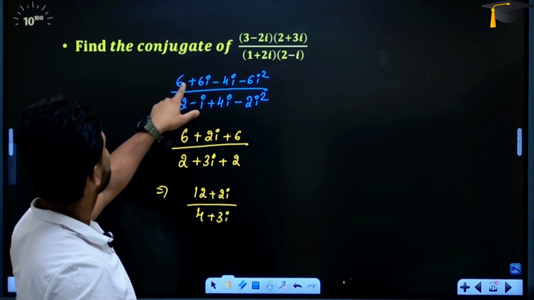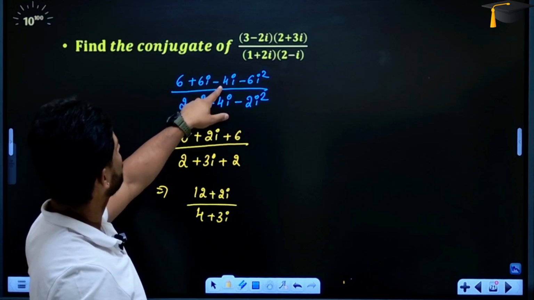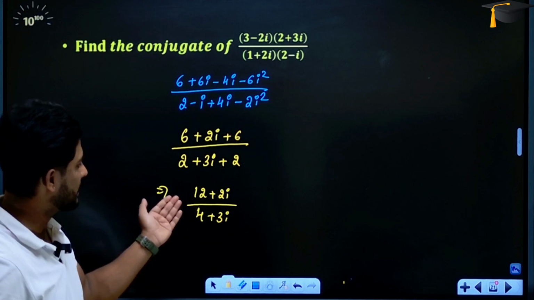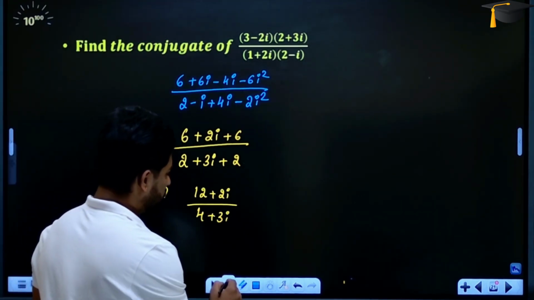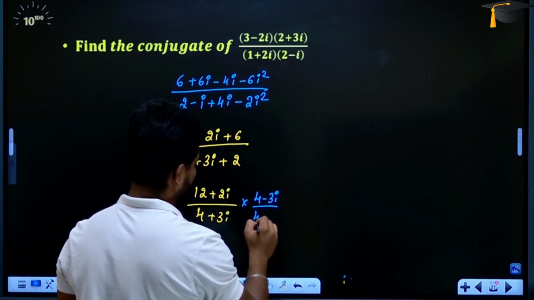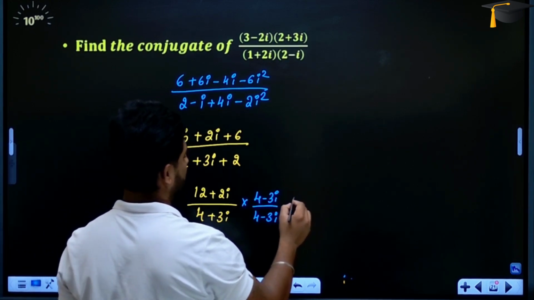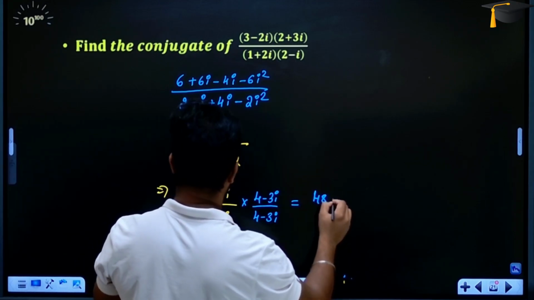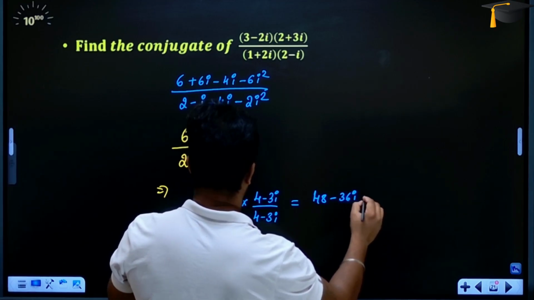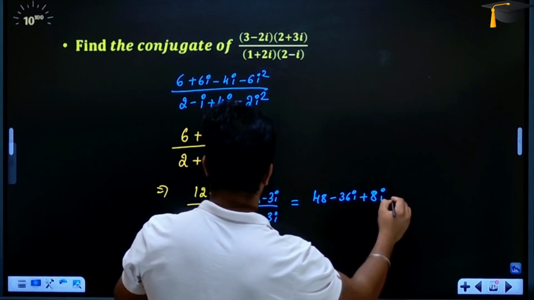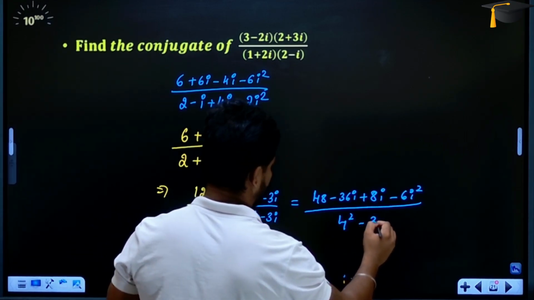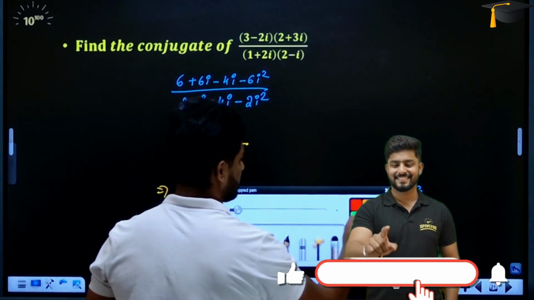So 6 plus 6i minus 4i minus 6i square. Yeah, it's correct. Now it is in the division format once again. So go for the conjugate. If you go for the conjugate, what do you get? 4 minus 3i divided by 4 minus 3i. So the numerator: 12 4s are 48, minus 12 3s are 36i, plus 4 2s are 8i, minus 6i square, whole divided by 4 square minus 3i the whole square.